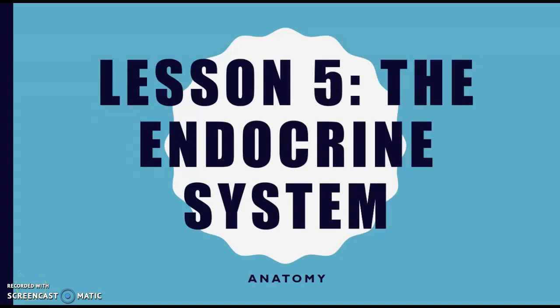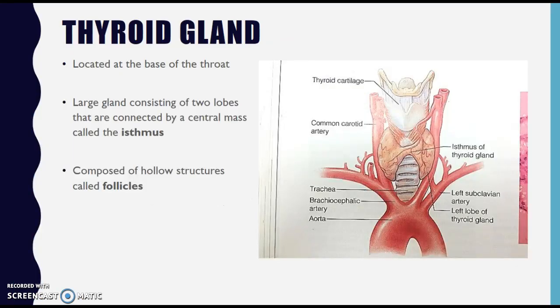This is our second and final lesson on the endocrine system. In our last lesson, we really focused in on the pituitary gland and what hormones are. Now we're going to go through the rest of the major glands. So first we're going to hit the thyroid gland.